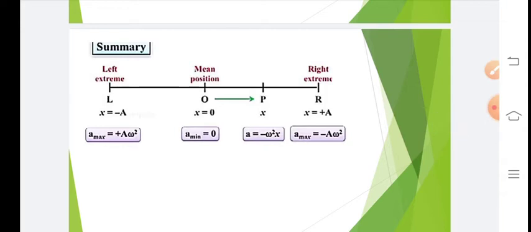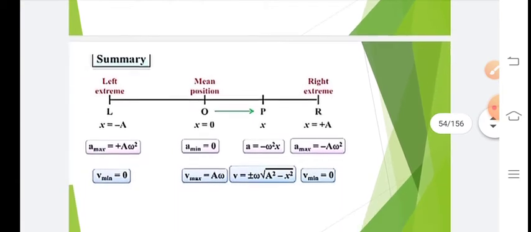This is the summary, again the same example. At the left extreme position, the value of x is equal to minus a, at the right extreme position, the value of x is equal to plus a, and at the mean position x is equal to 0. Therefore a max is equal to plus a omega square at the left extreme position, and at the right extreme position the value of a max is equal to minus a omega square. At the point x, the acceleration is equal to minus omega square x, and at the mean position the value of a minimum is 0.